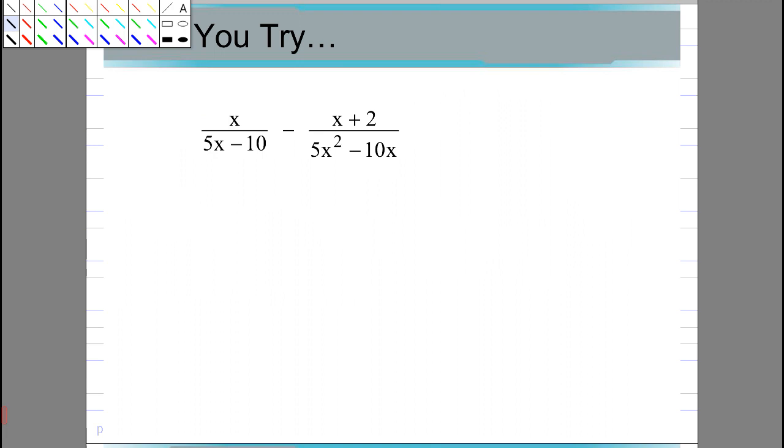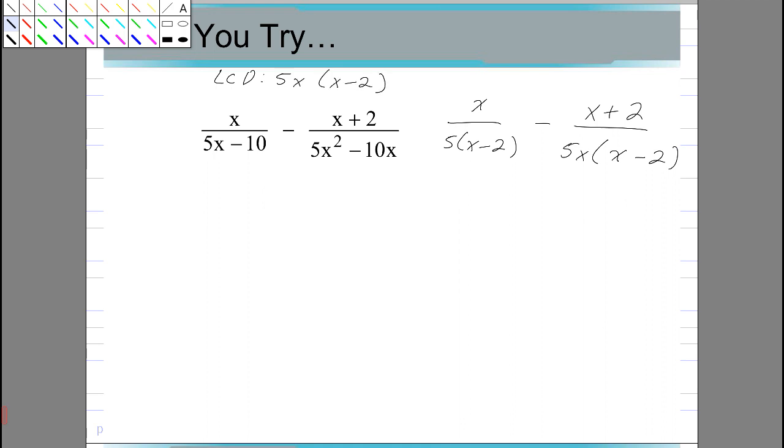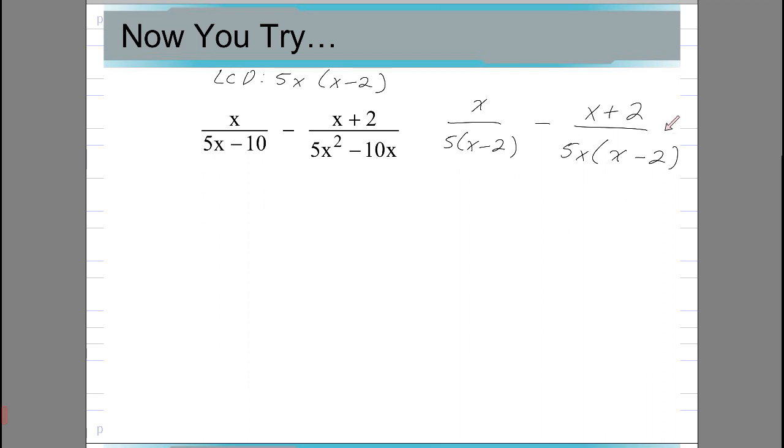Okay, now I want to go ahead and factor this one before I try to find common denominators. Okay, so this one factors as, actually let me do that up here, x over 5x minus 2 minus x plus 2 over, and let's see, a 5x leaves us with an x minus 2. And this is why I wanted to see what would happen when I factored it. My least common denominator is going to have a 5 in it, it's going to have an x in it, and it's also going to have an x minus 2. So the second fraction actually has our least common denominator in it.